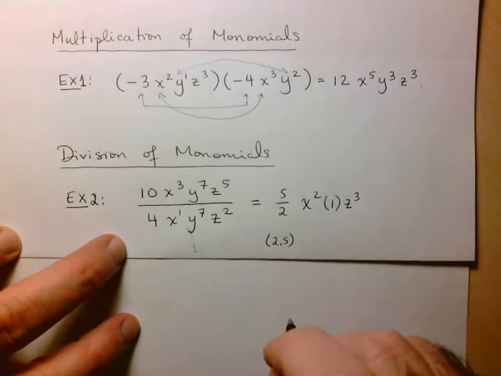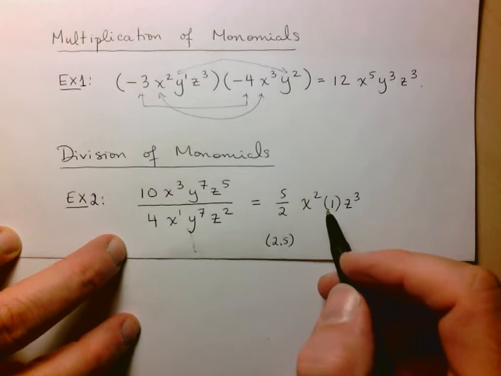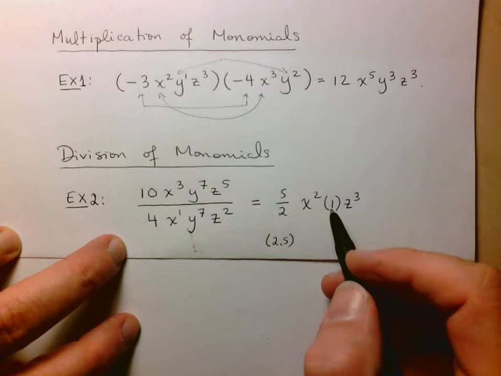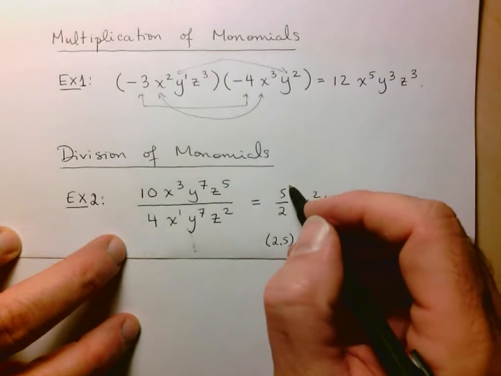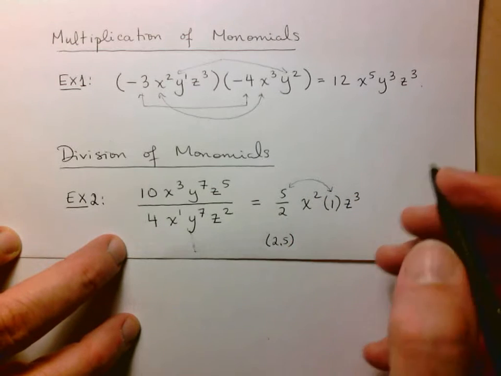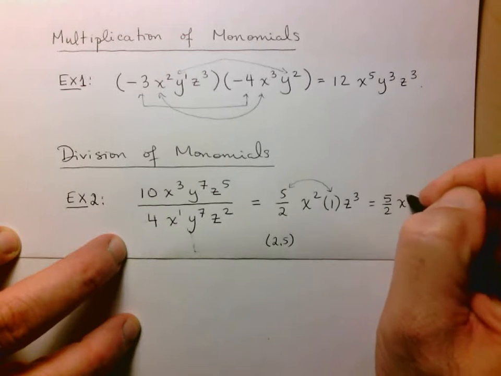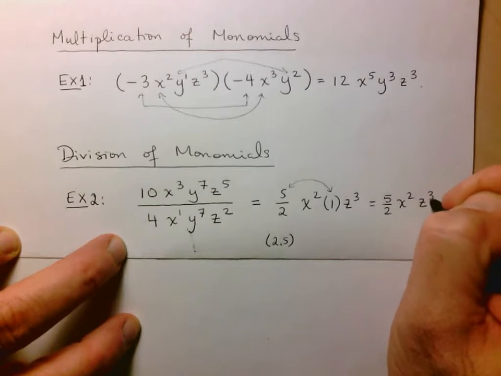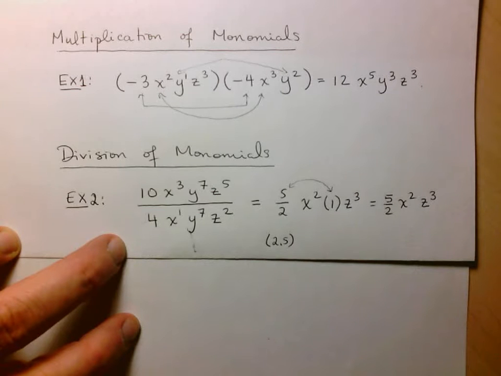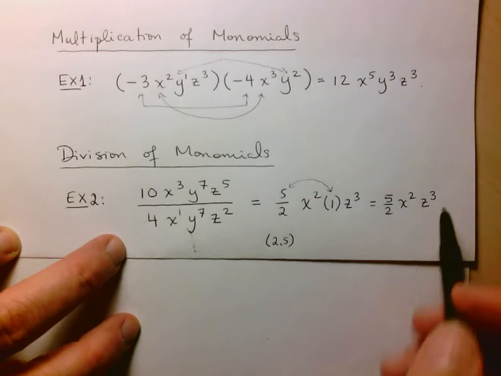Now as I was saying before, we normally don't write this 1 here because multiplying by 1 doesn't change anything. You could also think of it as simplifying it. If I multiply 5 over 2 times 1, I still get 5 over 2. So my final answer here would be 5 over 2, x squared, z cubed. And of course, I would also accept 2.5 x squared z cubed.